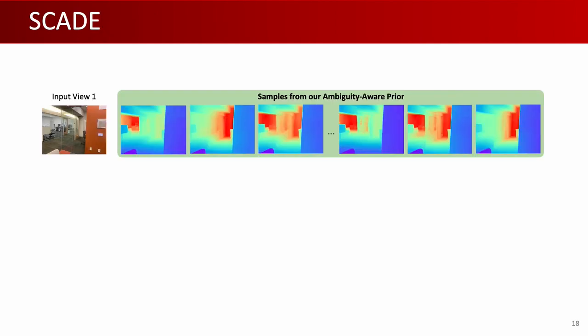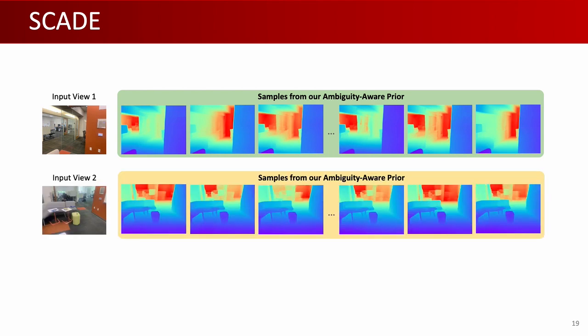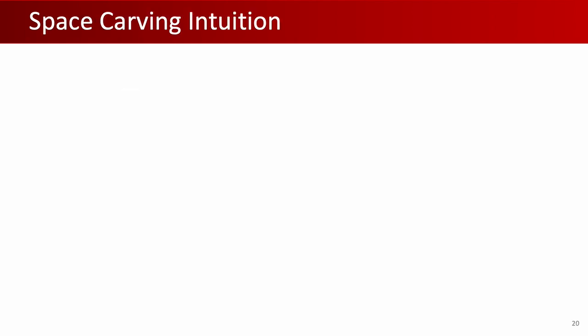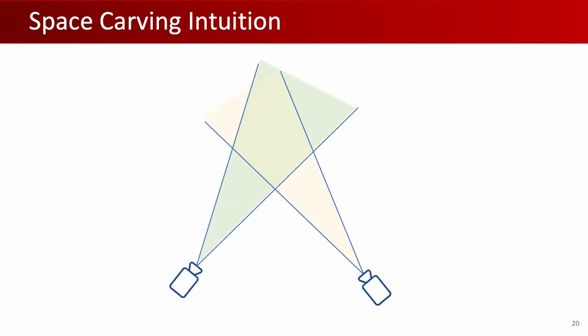Now we present SCADE. When only given one input view and its samples from our ambiguity-aware prior, it is ambiguous. However, when given a sparse set of views, we are able to resolve the ambiguities by fusing information from the multiple views. To do so, we draw inspiration from the classical space carving. Here is an illustrative example to provide the intuition. For every view, illustrated by the green and yellow cameras, we have multiple depth hypotheses from our ambiguity-aware prior. For simplicity, let's assume there are 2 hypotheses per camera. Space carving eliminates inconsistent hypotheses.